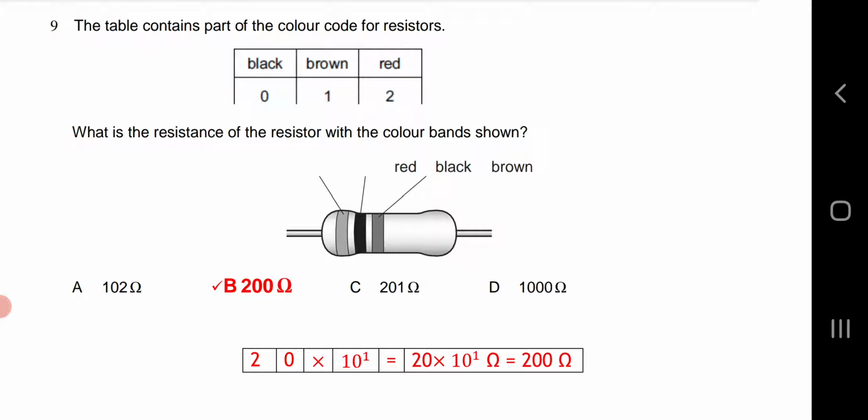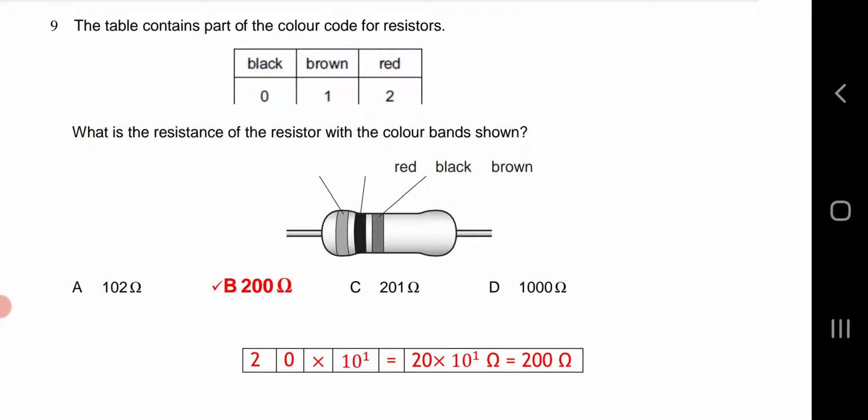As the first band is red and the code of red is 2, write down 2. As the second band is black and the code of black is 0, write down 0. After writing these 2 digits, place a multiplication sign. Now the third band is brown and the code for brown is 1. So it is 10 raised to power 1. So it is 20 times 10 raised to power 1, and that is 200 ohm.